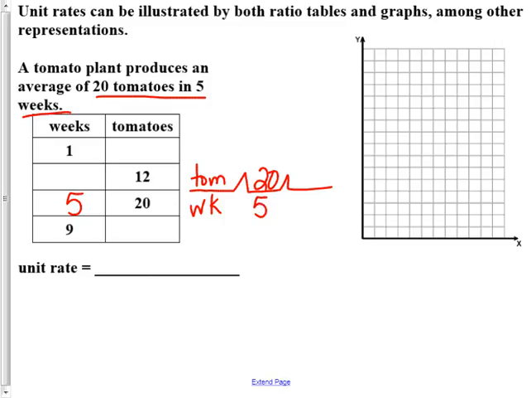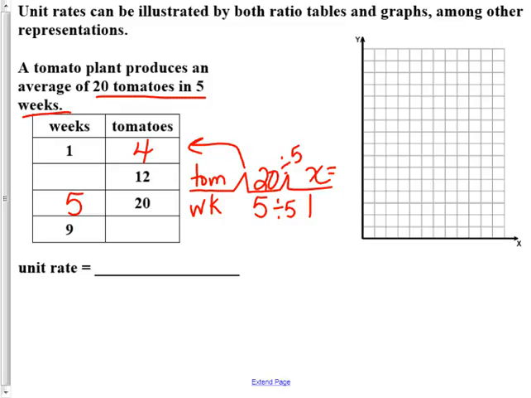So if I come up and I want to use this to solve this line right here, then I'm going to say, well, that's how many tomatoes, because that's what I don't know in that pair, in 1 week. And I can do both of those divided by 5, and that's going to give me 4 tomatoes in 1 week.